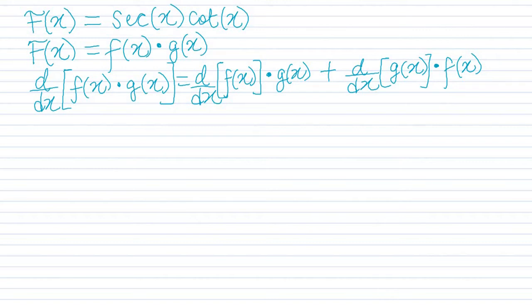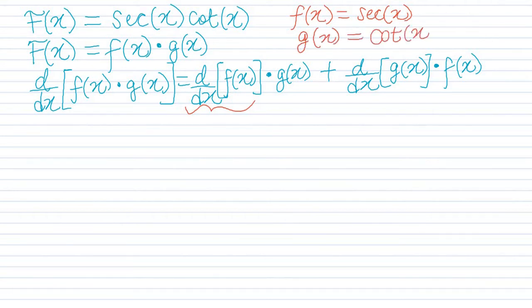So now we have the derivative of the first subfunction multiplied by the second subfunction plus the derivative of the second subfunction multiplied by the first subfunction. So therefore, the first thing you have to do is identify what the first subfunction is. The first subfunction in this case, f of x, is equal to secant x, okay? And then the second subfunction is g of x, which is equal to cotangent x.